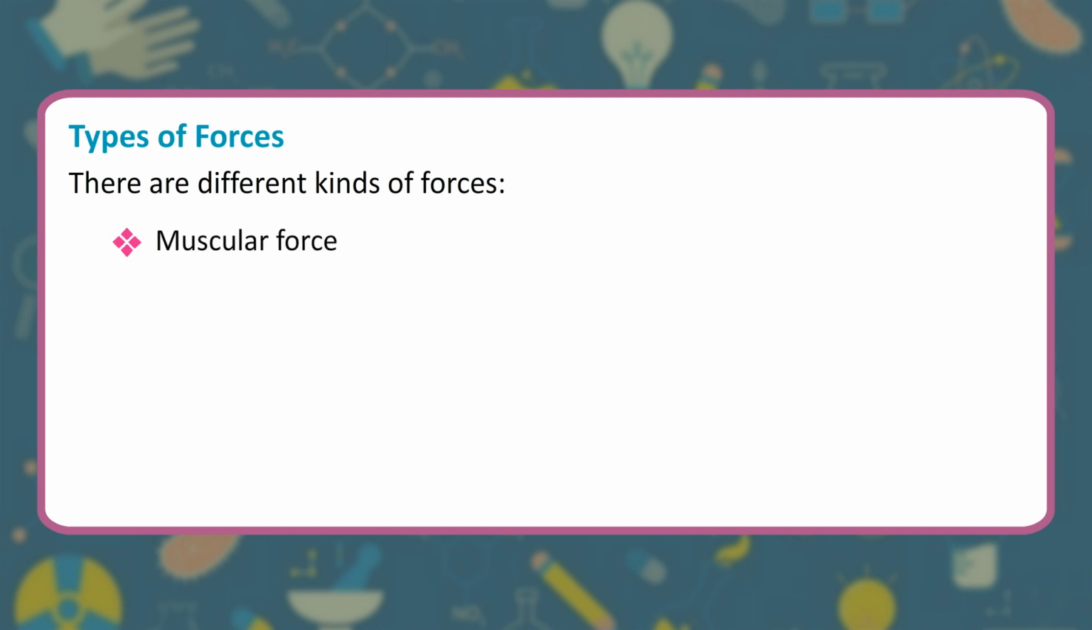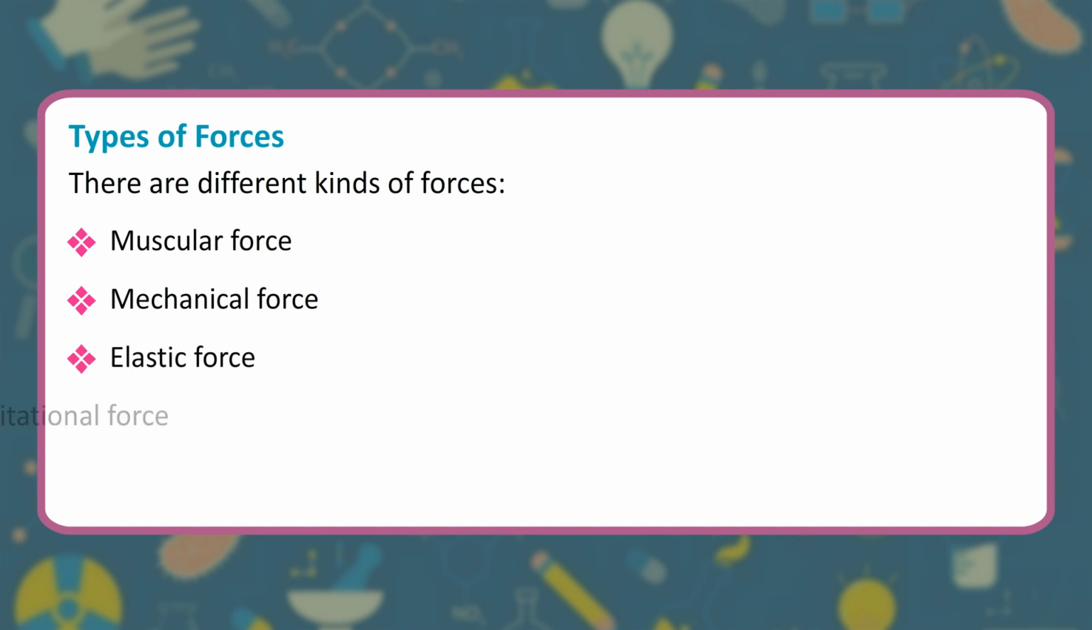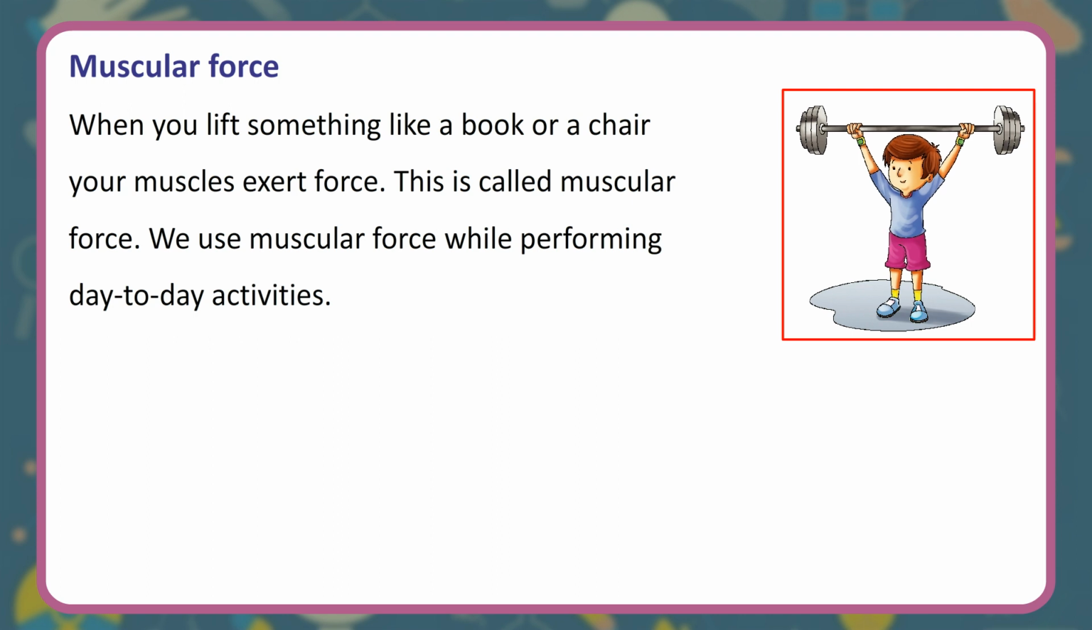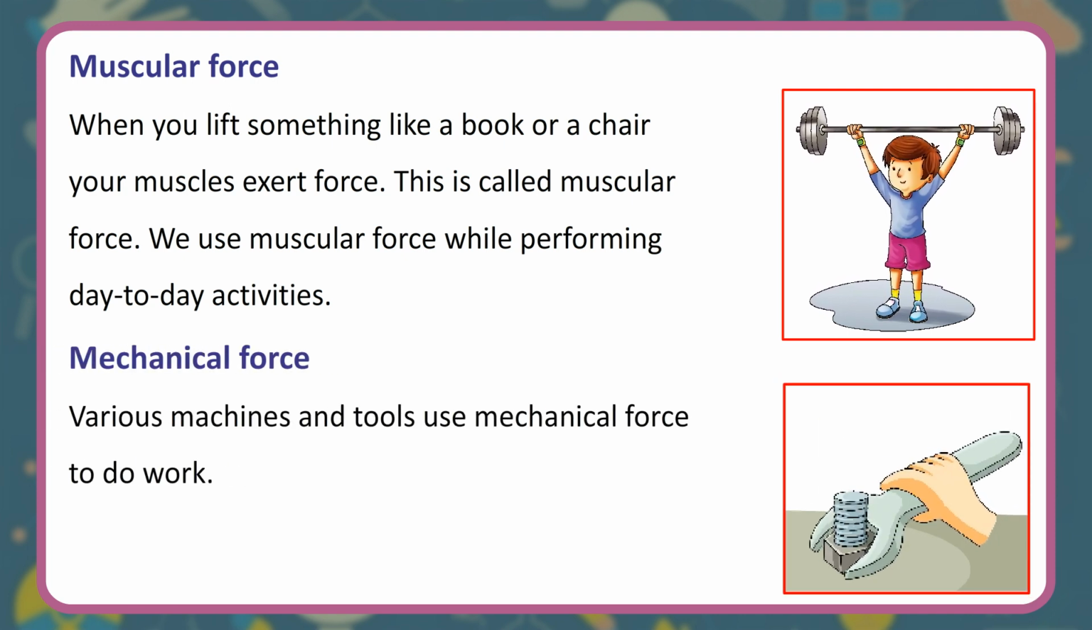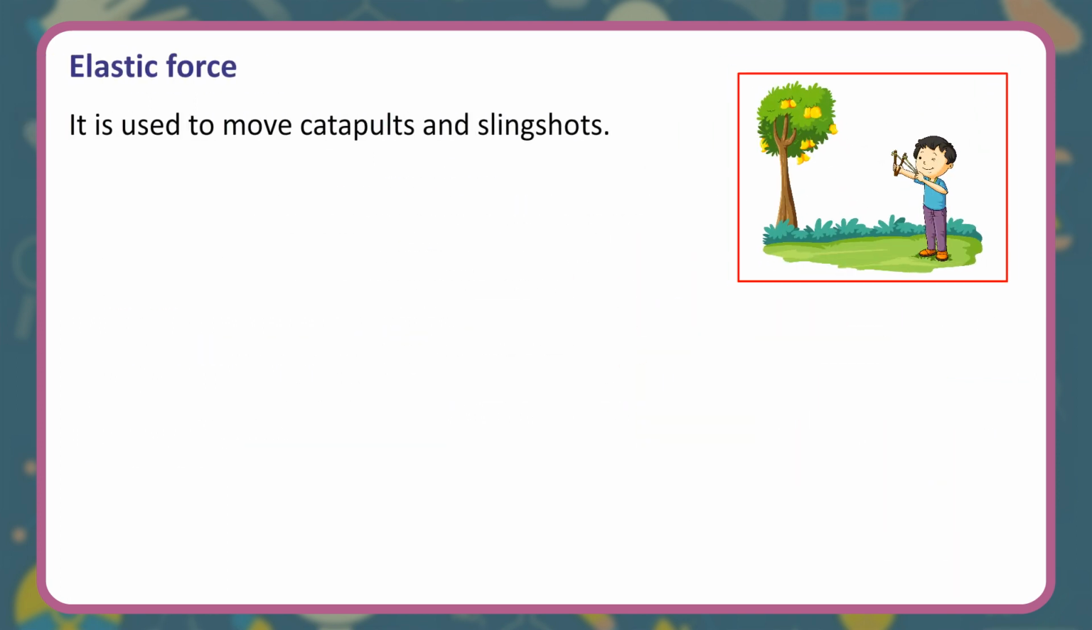Types of forces. There are different kinds of forces: muscular force, mechanical force, elastic force, gravitational force, frictional force. Muscular force. When you lift something like a book or a chair, your muscles exert force. This is called muscular force. We use muscular force while performing day-to-day activities. Mechanical force. Various machines and tools use mechanical force to do work. Elastic force. It is used to move catapults and slingshots.